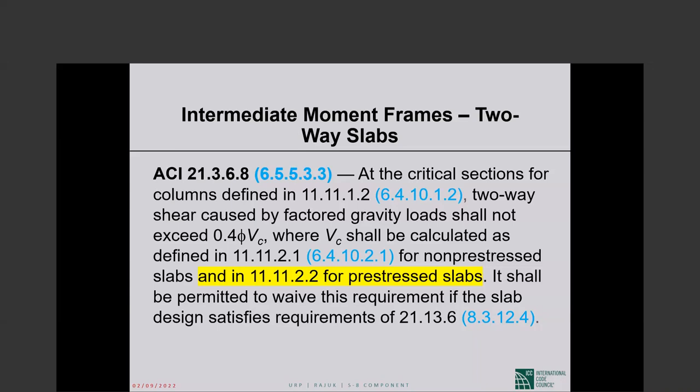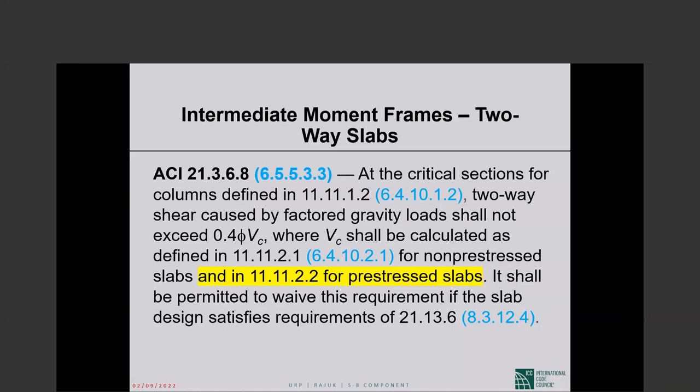Okay, now this is a very, very severe requirement. If we had to live by this, most people wouldn't build flat plates in design category C. It would be economically infeasible. So there is a waiver. It shall be permitted to waive this requirement. You don't have to live with this limitation of 40% phi times V sub c if the slab design satisfies 21.13.6. Very, very important section.